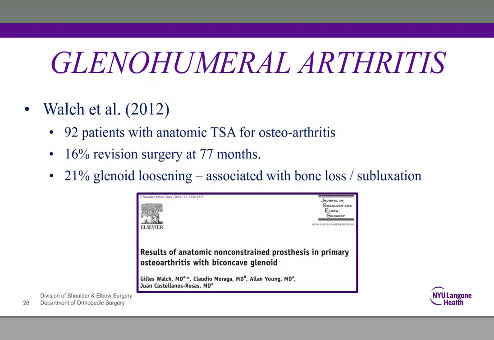Well, there has been some literature on this already. Charles Walsh wrote about his experience on 92 patients that were treated with anatomic replacement for shoulder arthritis. If the patients did have a biconcave glenoid, about 16% required revision at about 7 years, and there was about 21% glenoid loosening. What was also alarming was the fact that the degree of glenoid loosening clearly correlated with the degree of bone loss that was seen on preoperative X-ray. So the degree of bone loss and humeral subluxation was clearly correlated.